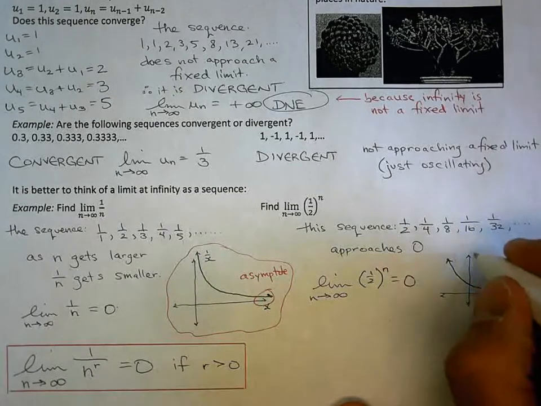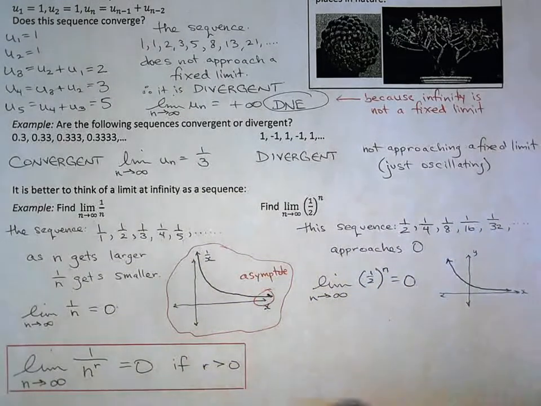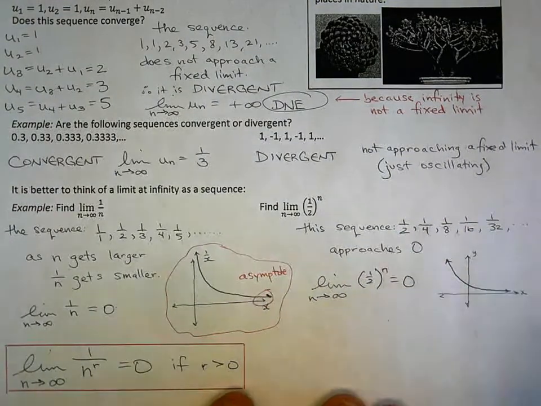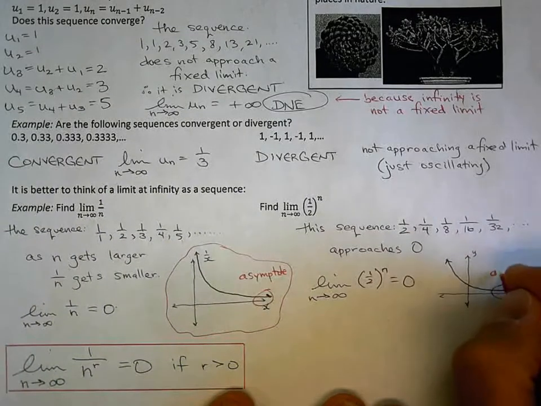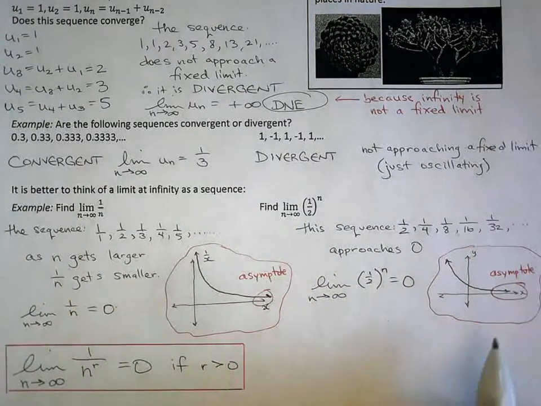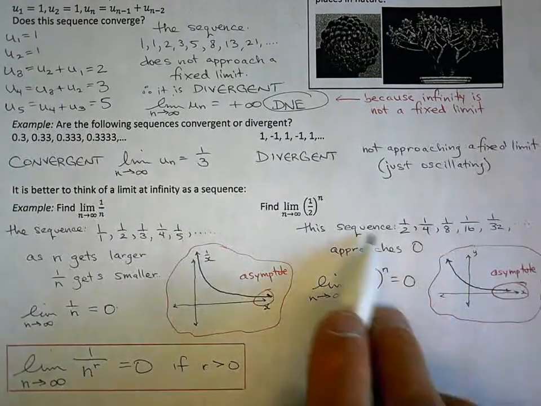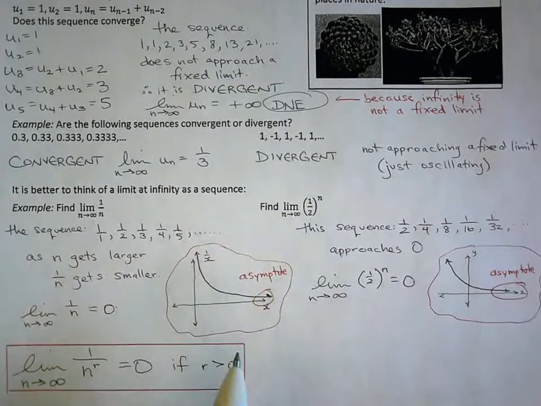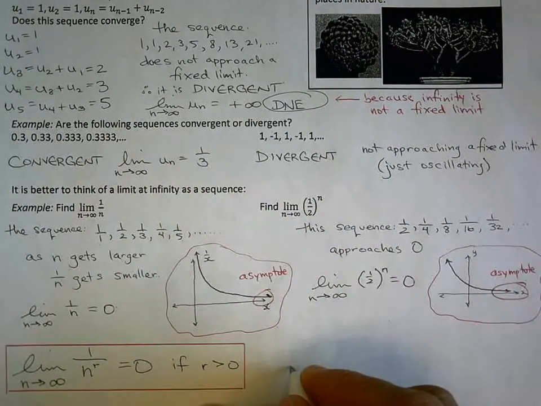If you had to imagine the function that was analogous to what we're doing with sequences, again, there's an asymptote here. So it's the same sort of thing. As you approach n equals infinity, the function, or this sequence, approaches 0. So we have another rule.